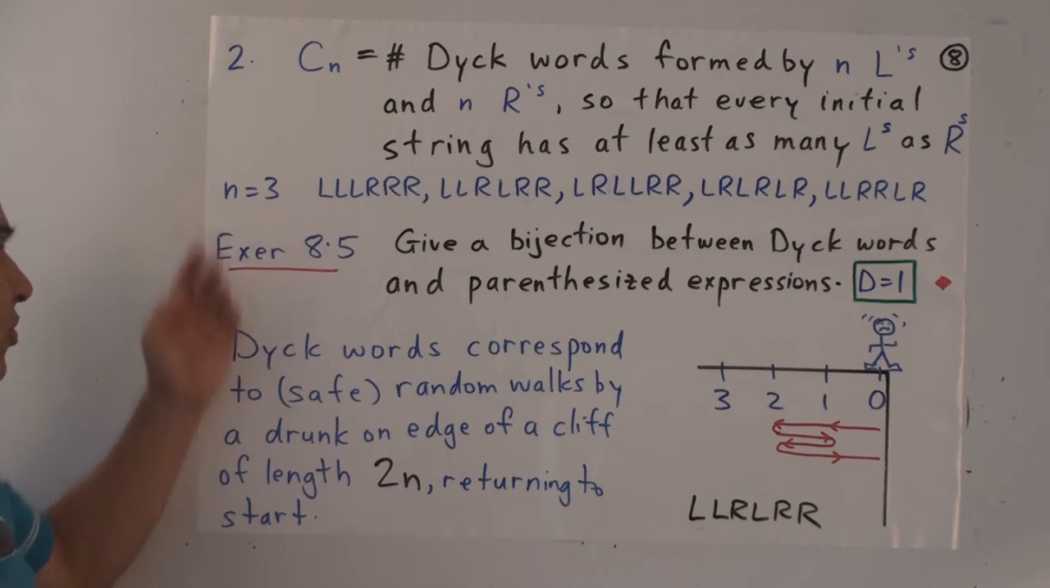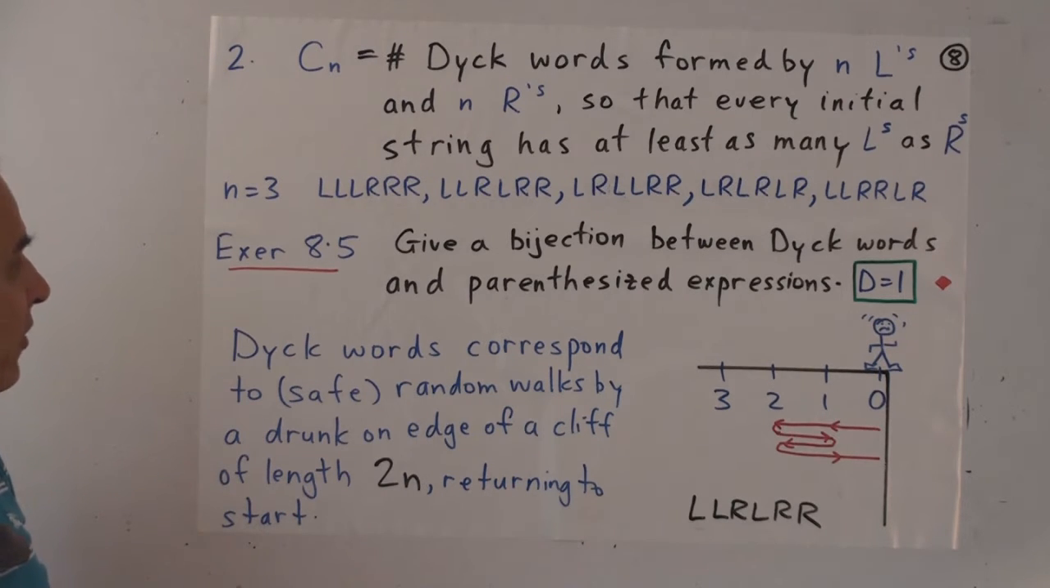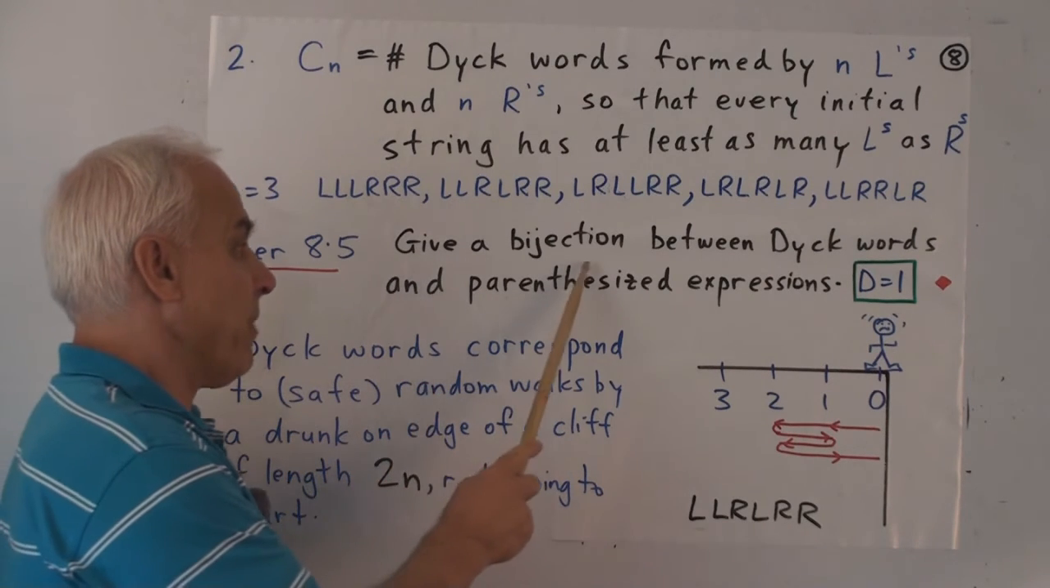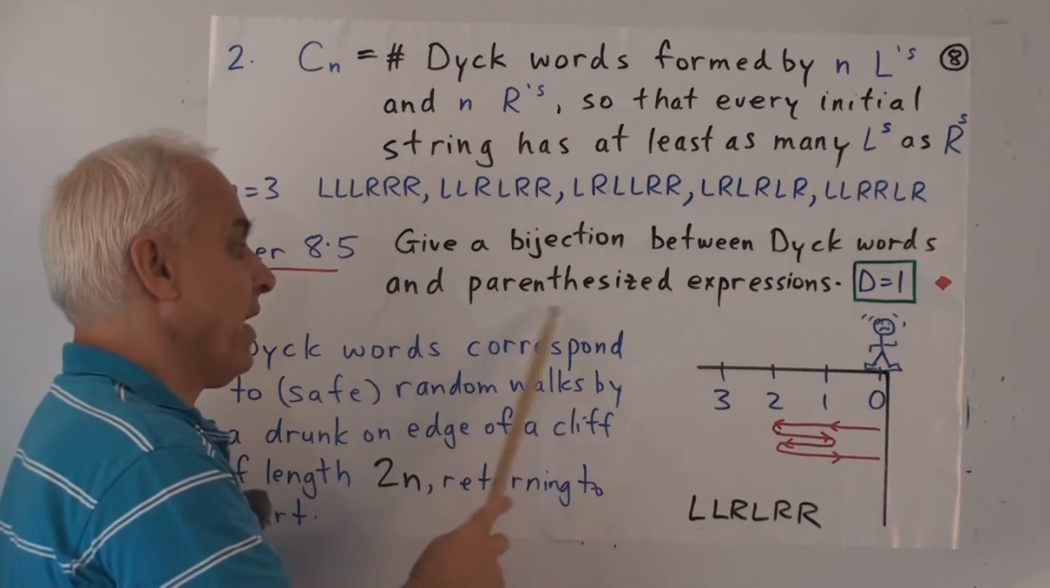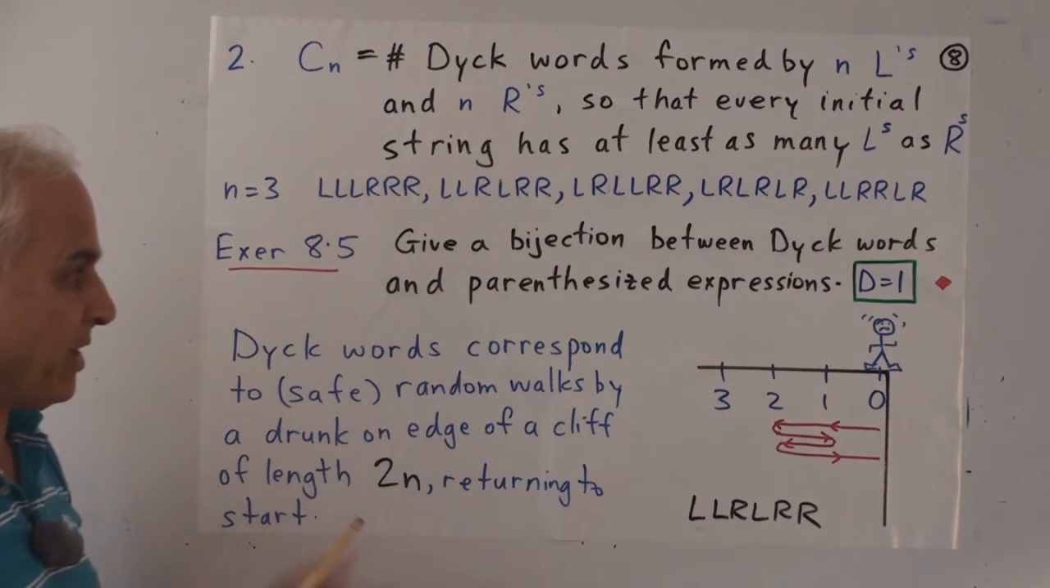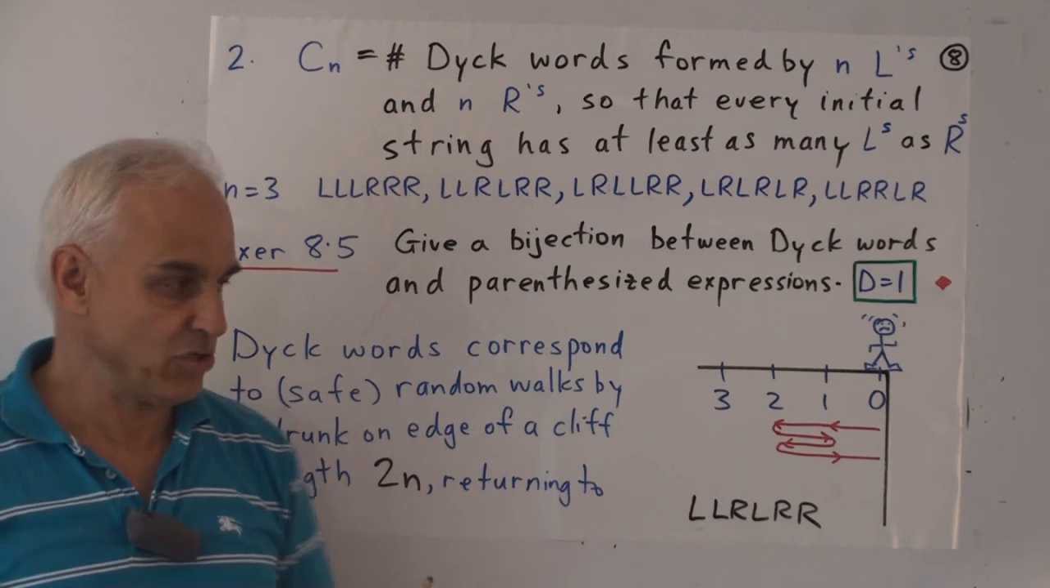All right, you might like to write out all the Dyck words when n is equal to 4. And you might like to give a bijection between these Dyck words and the parenthesized expressions that we were looking at on the previous page.